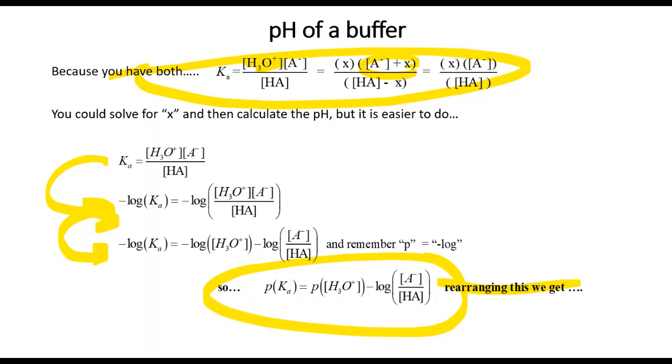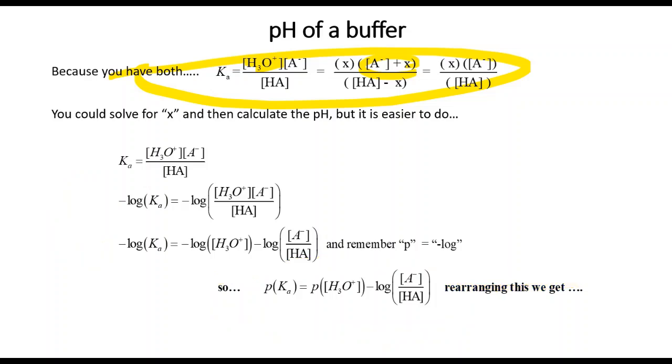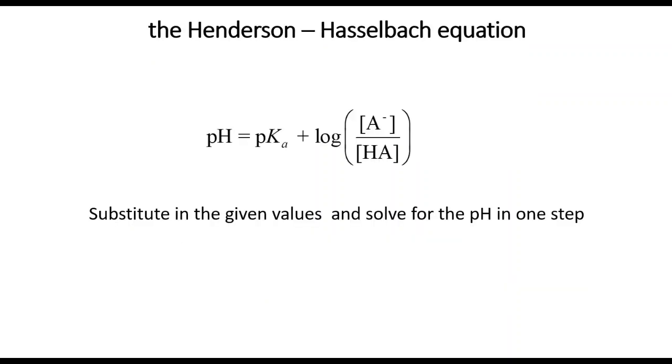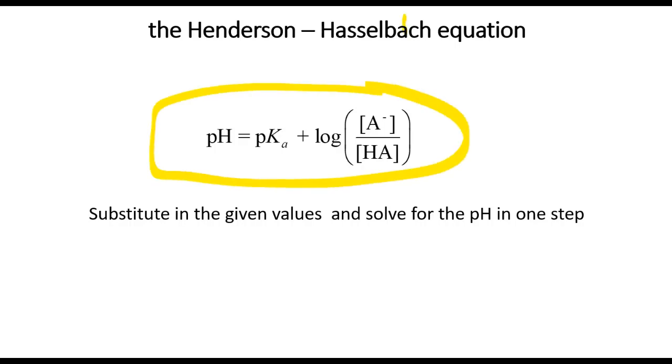You're rearranging the weak acid expression by taking the negative log of both sides. Right here, you just take the negative log of both sides. Negative logs are really p, so that's why it's becoming pKa and pH3O+. Rearrange that, and what you get is the Henderson-Hasselbalch equation. In this equation, pH equals pKa plus the log of A- over HA. You just substitute in the given values, and you have the pH.